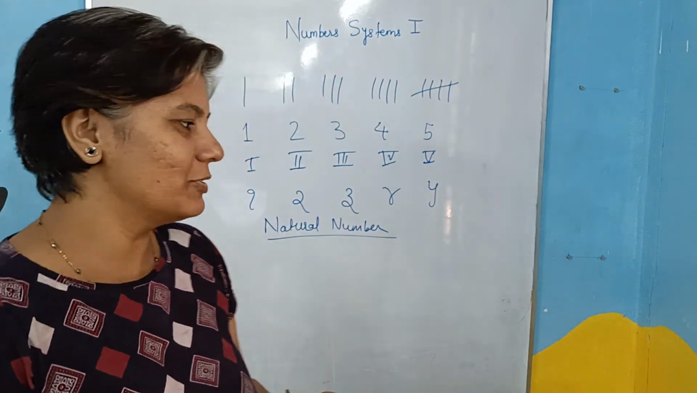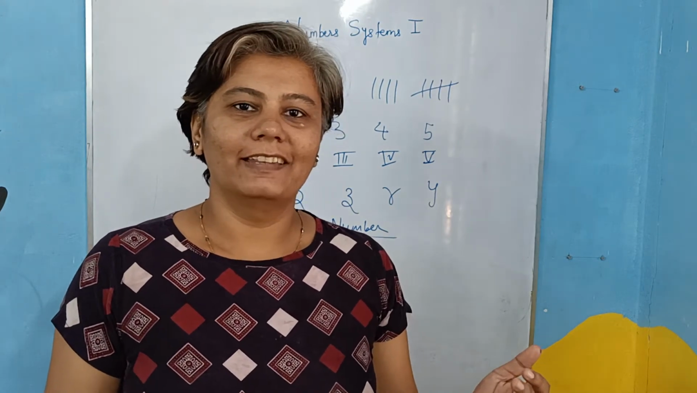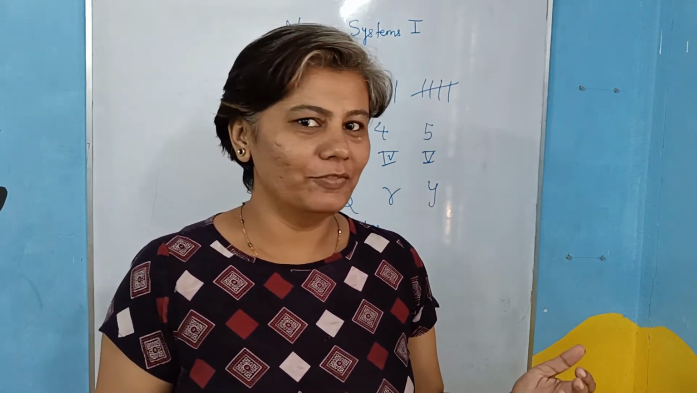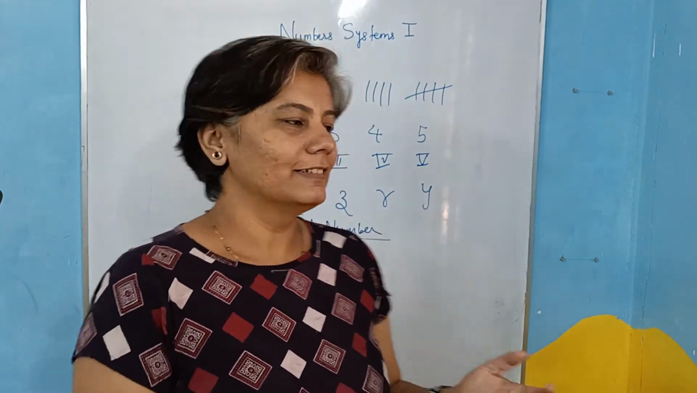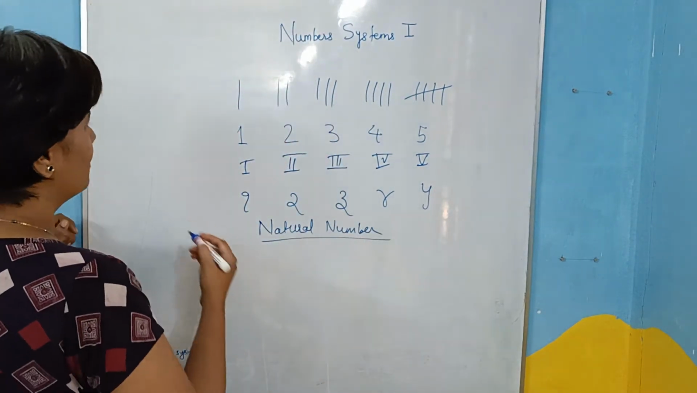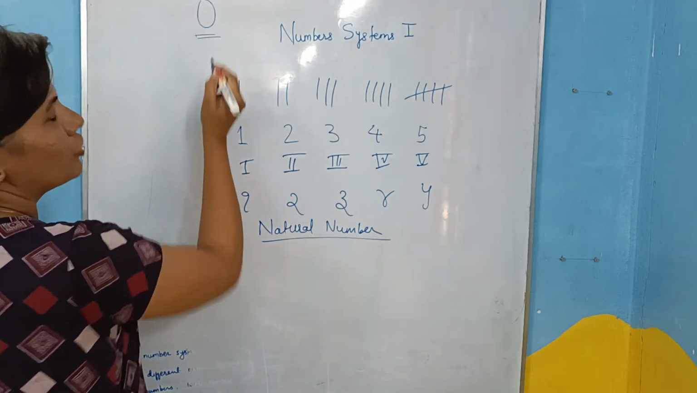But then a situation came where, what if you did not catch any fish today? And then what do you call that? How many fish did you catch? Oh, nothing. What is that nothing? And that evolved into creating a symbol which looked something like this. Today we call it a 0 or shunya.